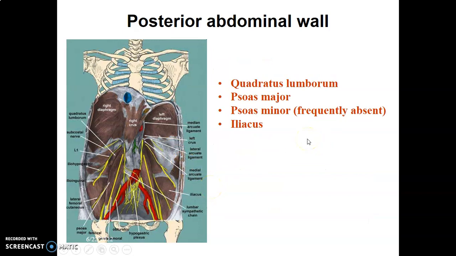The muscles of the posterior abdominal wall include the quadratus lumborum, the psoas major and psoas minor, as well as iliacus. This is iliacus. The psoas major, and this is your quadratus lumborum on the lateral aspect.